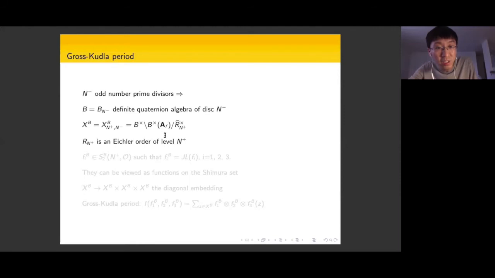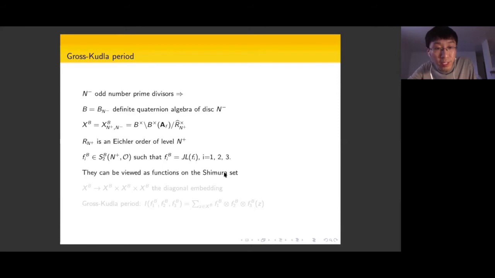Here R_N is an Eichler order of level N plus. Why we're doing this is that, according to our assumption, the modular form f_i can be realized as a function on the Shimura set, in the space which I denote S_2^B(N plus, O). The Jacquet-Langlands transfer of f_i will be denoted f_i^B. They can simply be viewed as functions on this Shimura set.